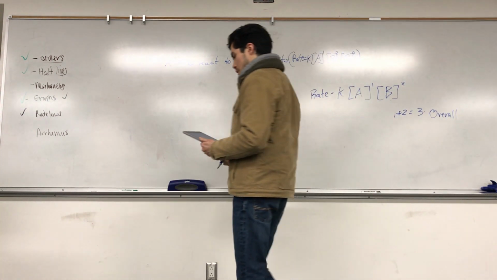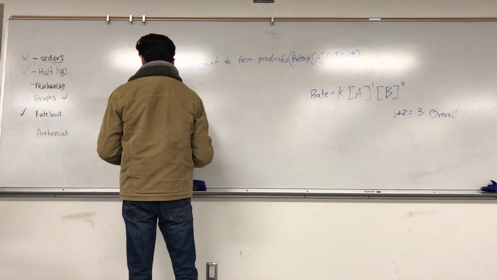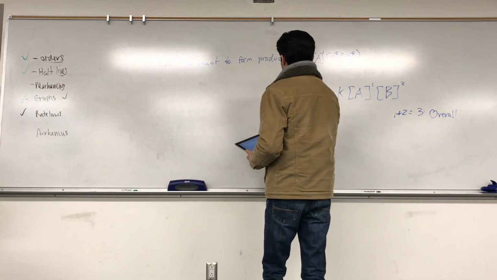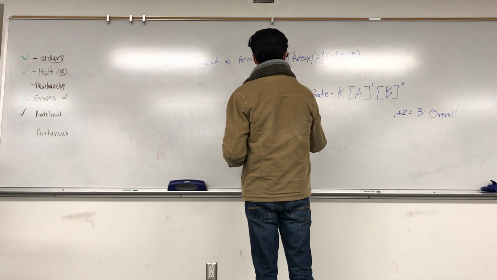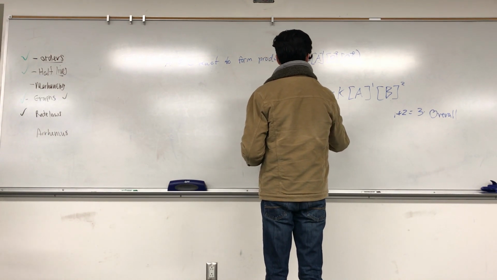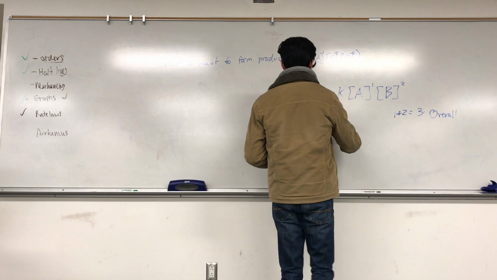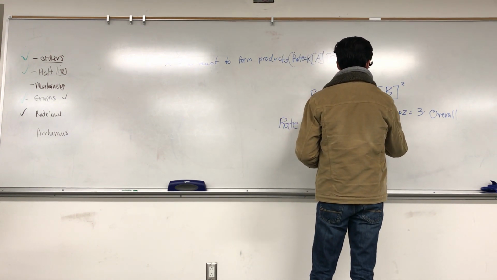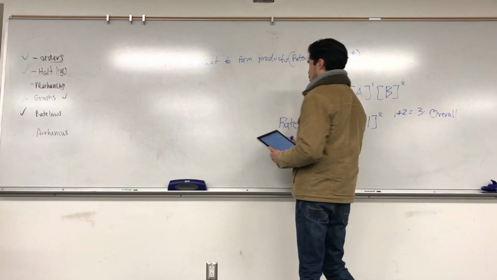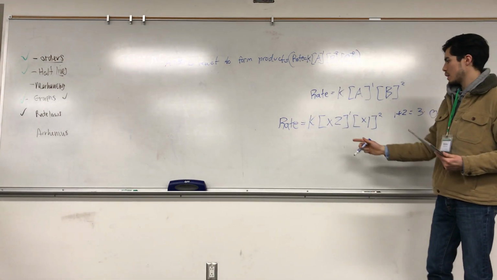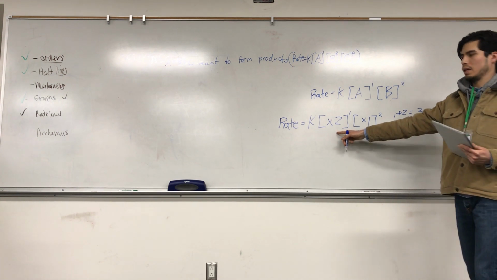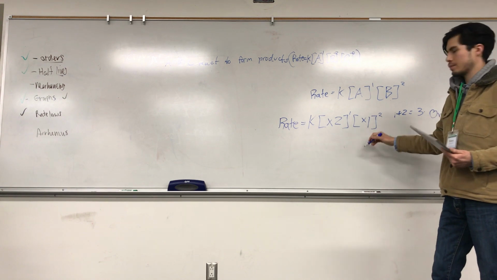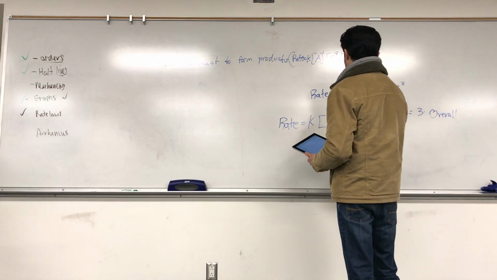Mm-hmm. Okay, so for part C, it says by what factor does a reaction rate change if A is doubled, but the others remain constant. So if A is doubled, this is A doubled, right? Yeah. So I doubled A, and B is constant, so times 1. Right? 1 to the power of 2 is 1. Yep. And then 2 to the power of 1 is 2.